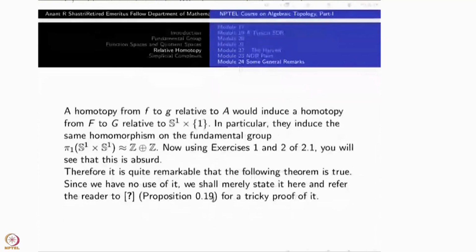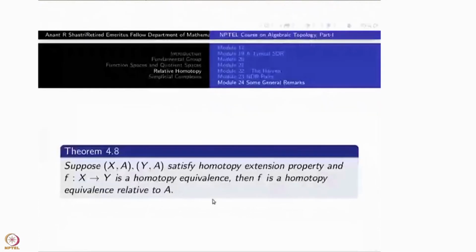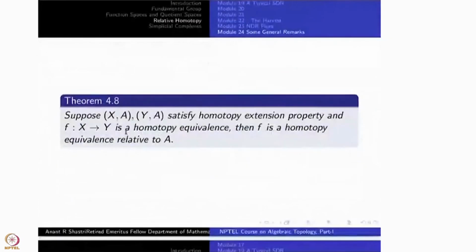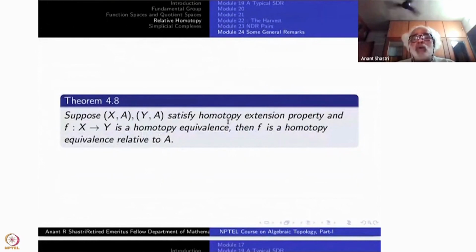Okay, I will state the theorem. The theorem is: X, A and Y, A satisfy the homotopy extension property, they are NDR pairs. Suppose F is a homotopy equivalence. Then F is a homotopy equivalence relative to A, as a pair.